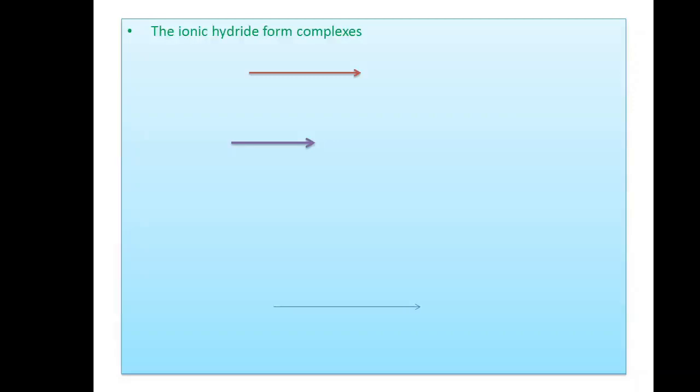The ionic hydrides form complexes. For example, LiH plus AlH3 gives Li[AlH4]. This is a complex. Ionic hydride forms a complex. Okay, LiH is an ionic hydride. They form complexes. This LiAlH4 is lithium aluminum hydride.